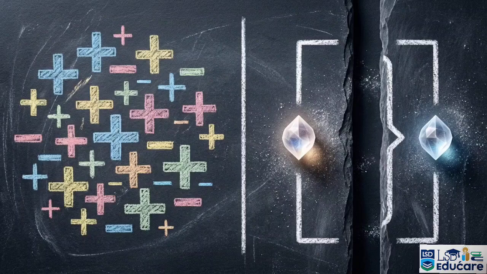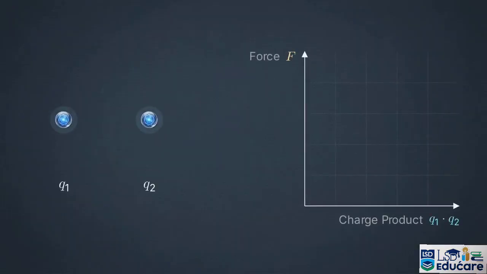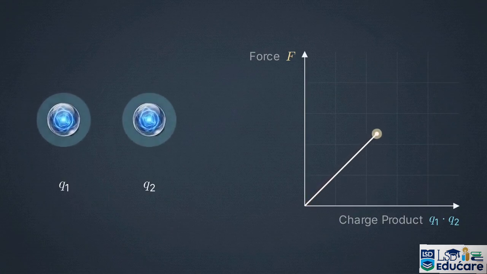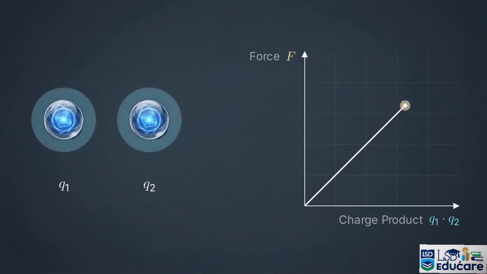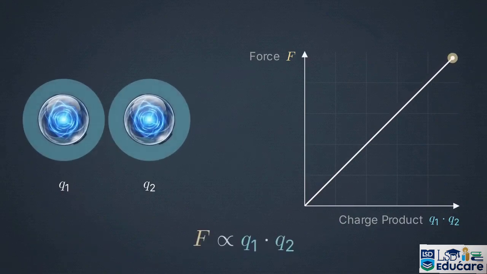The magnitude of this force is governed by two independent physical variables. The first is the absolute size of the charges themselves, which we label Q1 and Q2. This split-screen graph plots force on the y-axis against charge product on the x-axis. As we scale up either individual charge, the total interactive force scales alongside it. Formally, the force is directly proportional to the product of the two charges.